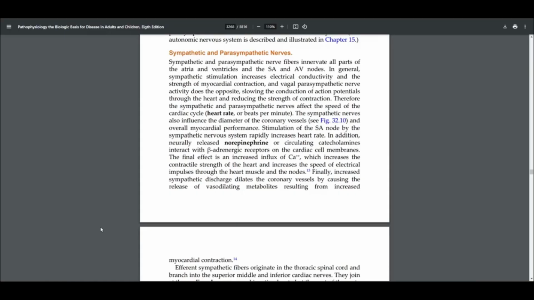The final effect is an increased influx of calcium, which increases the contractile strength of the heart and increases the speed of electrical impulses through the heart muscle and the nodes. Finally, increased sympathetic discharge dilates the coronary vessels by causing the release of vasodilating metabolites, resulting from increased myocardial contraction.